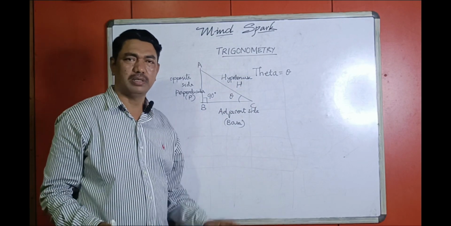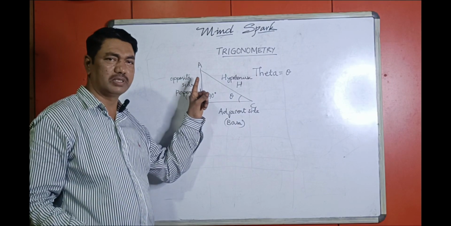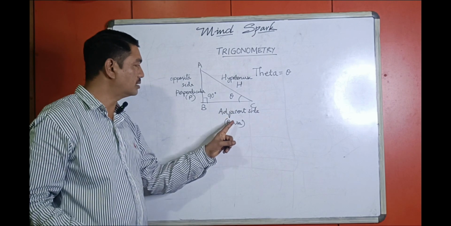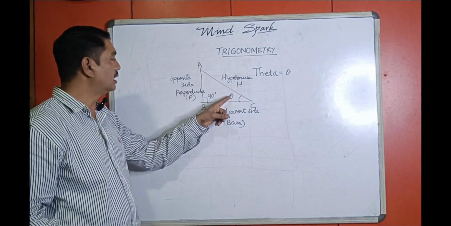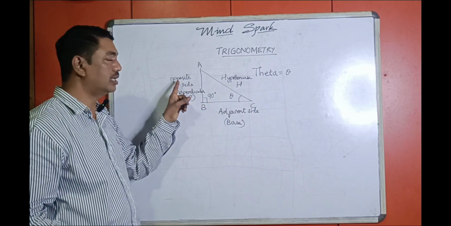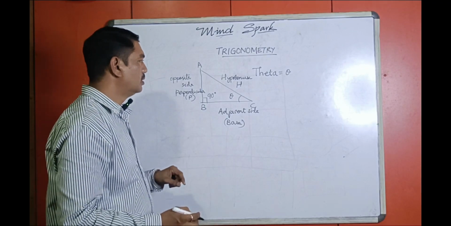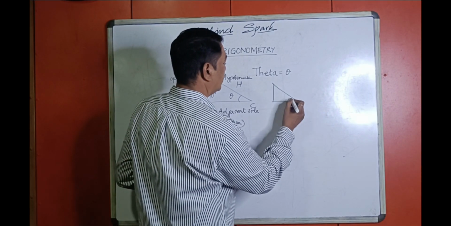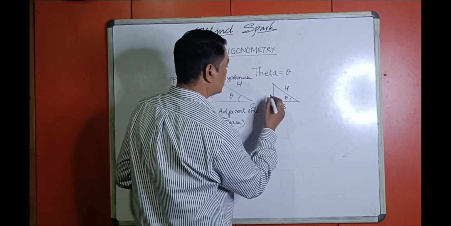So again I'll repeat: the side which is opposite to 90 degree is called the hypotenuse, the side near to theta is called the adjacent side, and the side opposite to theta, which is AB, is called the opposite side, or else you can call it the perpendicular. So now we have the combination: H as hypotenuse, base and perpendicular.